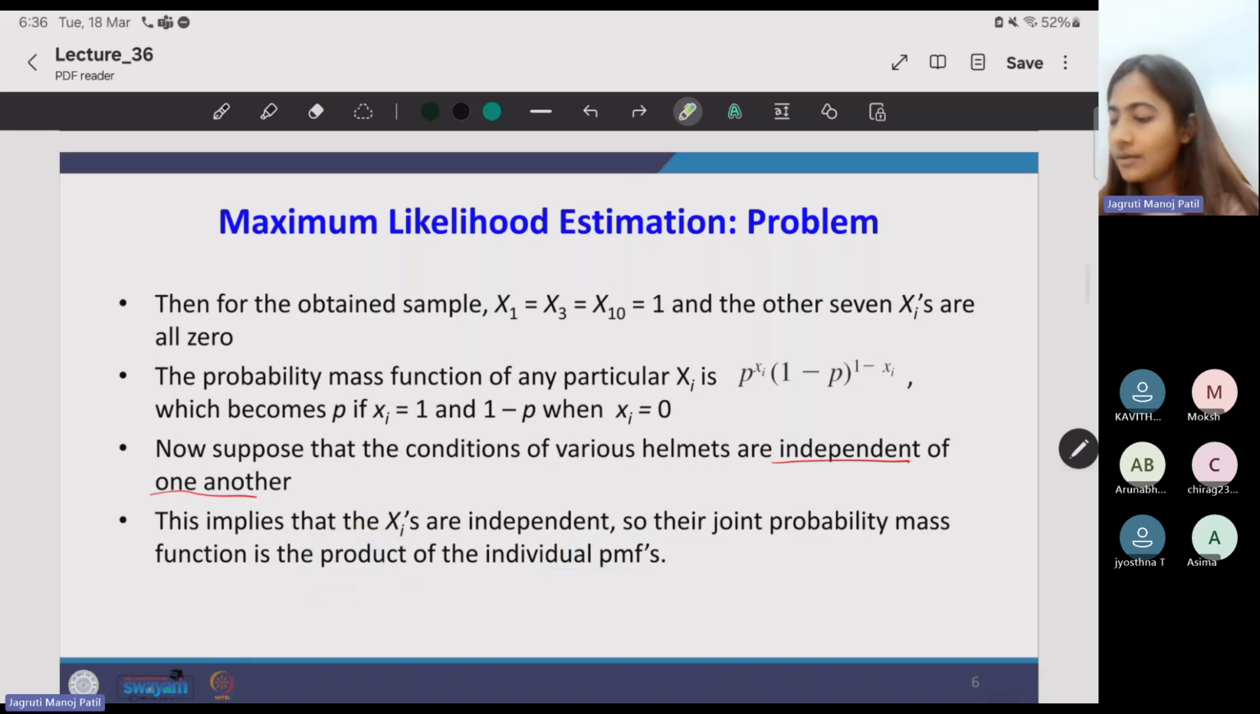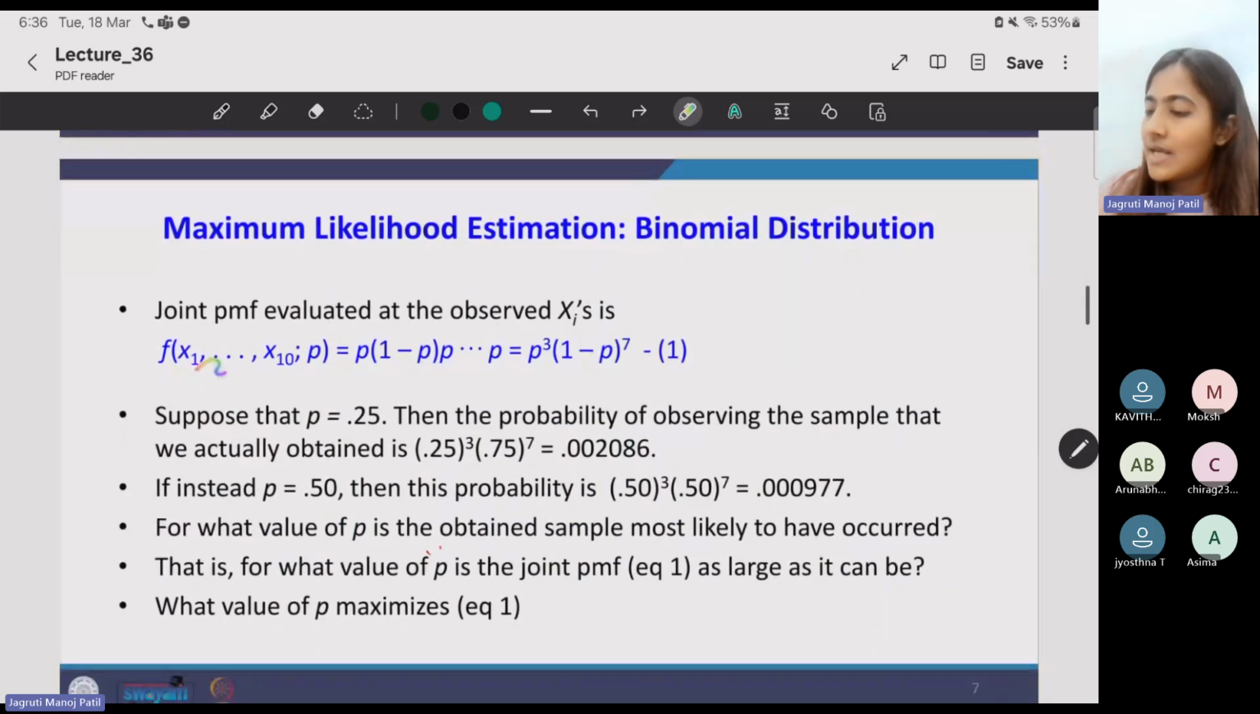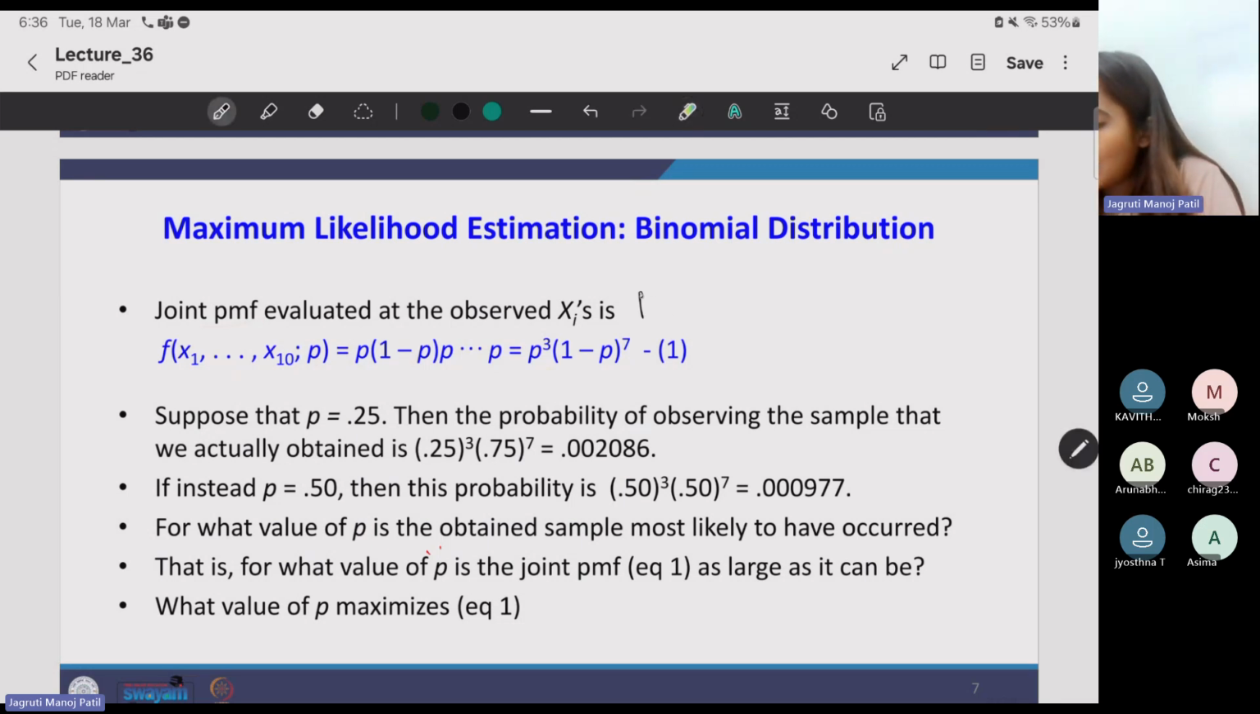So those would be multiplied. In this way, for x1, x2, x3, this is a joint PMF. We just multiply the n number of helmets that we have. So if the first one is P, the next would be 1 minus P, then again P, then 1 minus P, then P, then 1 minus P.